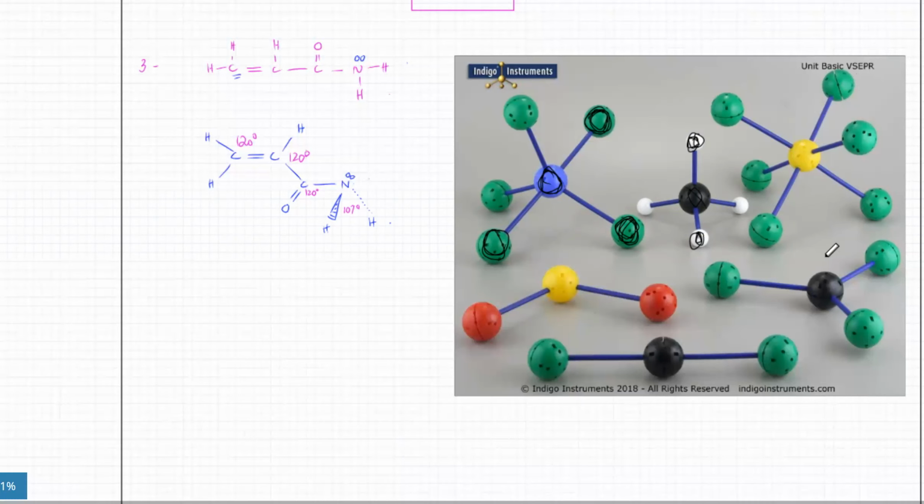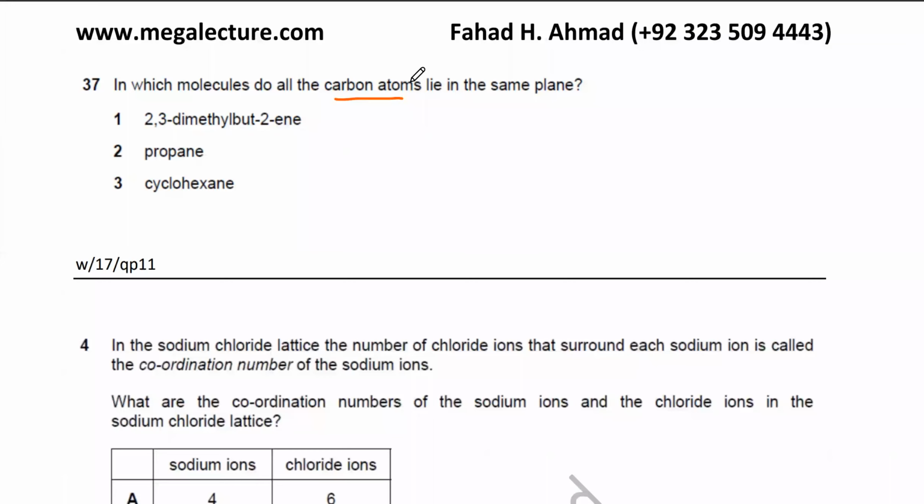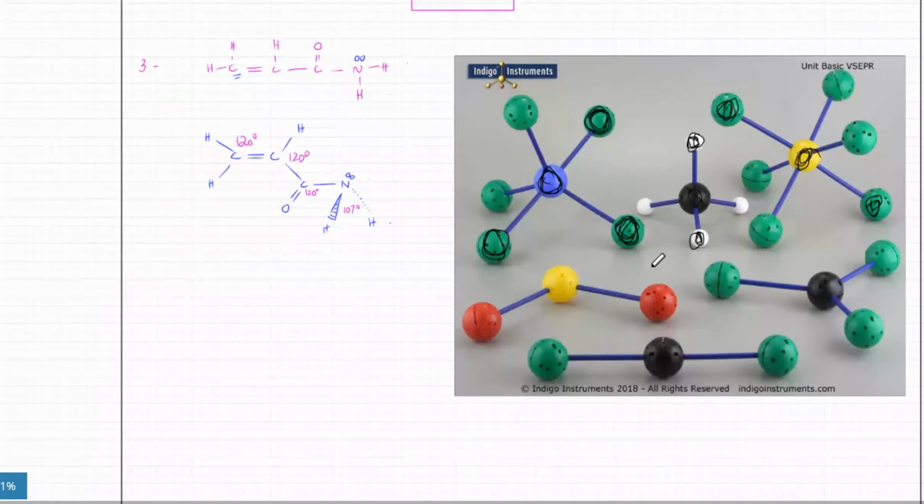Even in the octahedral shape, these three are lying in exactly the same plane. So the point we are trying to make over here is that in this particular question, he's not talking about all the atoms. He's just talking about the carbon atoms. So even if the shape of the molecule is like this, and the carbon atom is on top over here, there's a carbon atom and there's another carbon atom over here. You can think of the carbon atoms lying in the same plane. If I cut the plane in the middle over here, they would lie in the same plane.